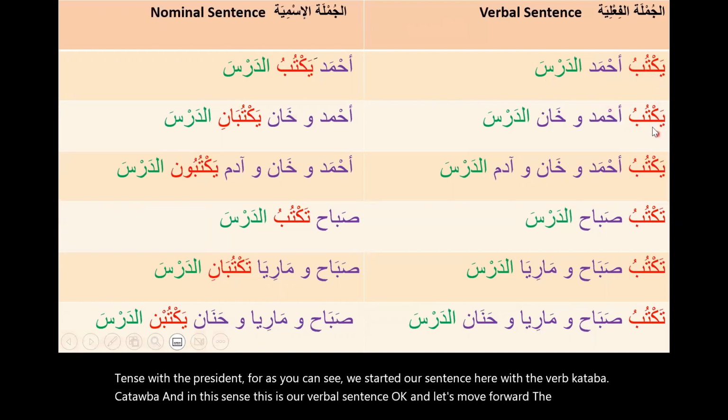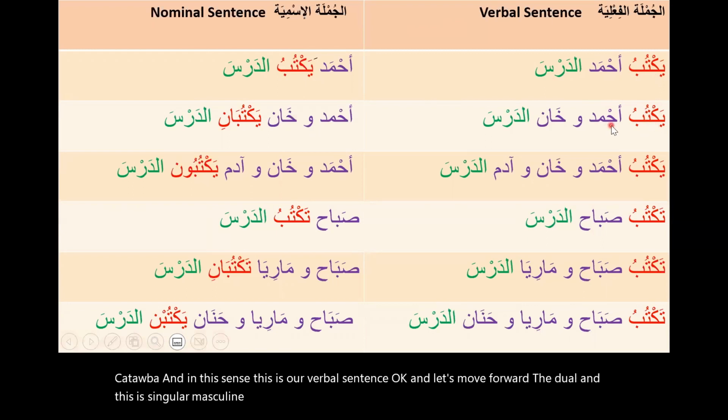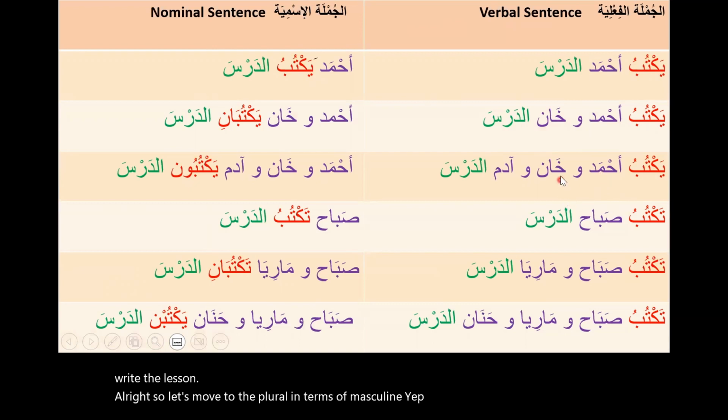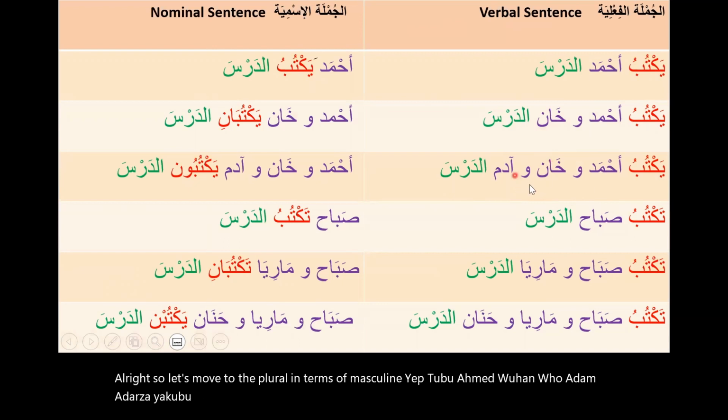Okay, and let's move to the dual. This is singular masculine; now dual masculine. يكتب أحمد وخان الدرس. So Ahmad and Khan write the lesson. All right. Let's move to the plural in terms of masculine. يكتب أحمد وخان وآدم الدرس. So Ahmad, Khan, and Adam write the lesson.